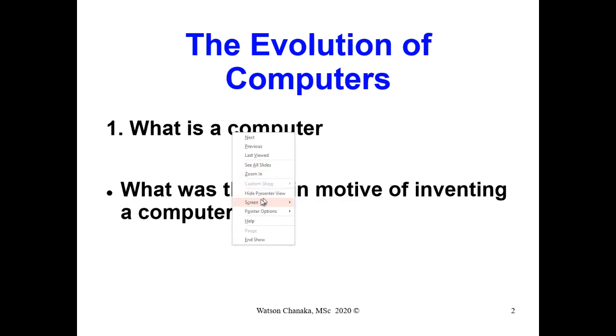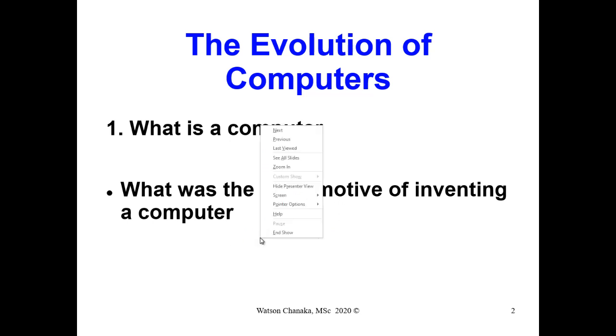Let me get a pen. Where is a pointer? I've got a pen here. Let me choose the red color. Where is the pointer? Okay, ink. Sorry for that.